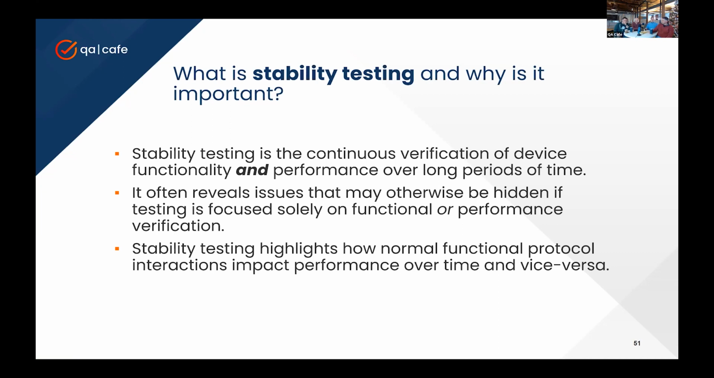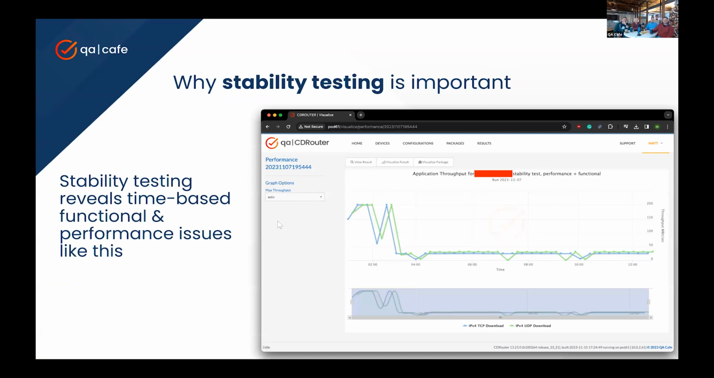And what you'll see is that functional interactions on the DUT can impact performance. The only way you'll actually see that is if you run both functional and performance tests together and do it for longer periods of time. It allows you to find things like this right here. This is an actual CPE device from a large ISP. It's something we have in our lab.